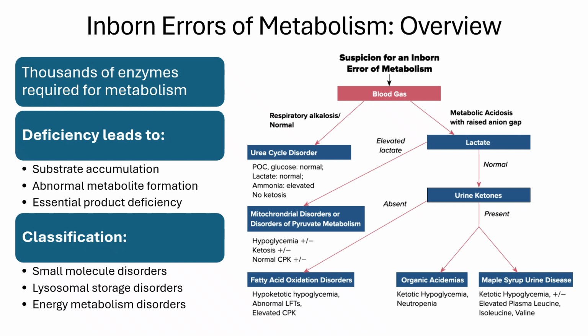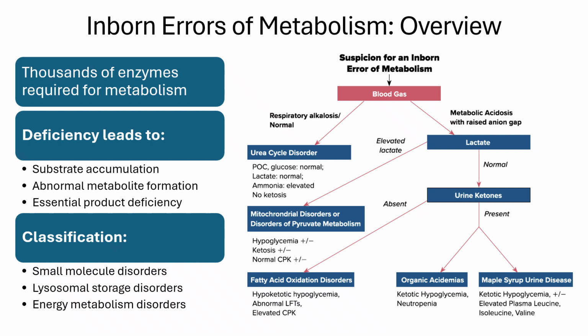Third, essential products beyond the block become deficient. The pathway exists for a reason, to create necessary compounds. In glycogen storage diseases, the inability to break down glycogen means no glucose production during fasting. In fatty acid oxidation defects, cells can't generate energy from fat stores when glucose runs low.